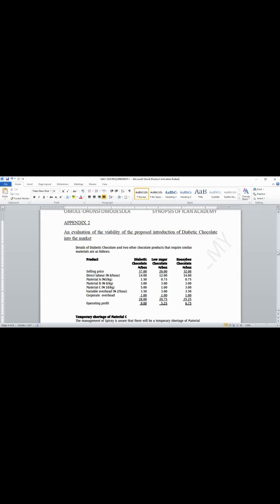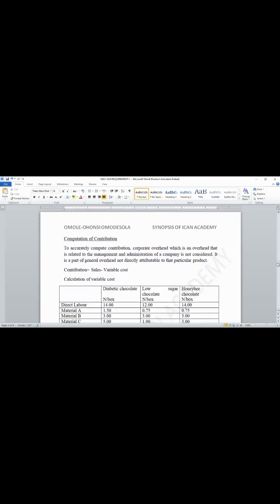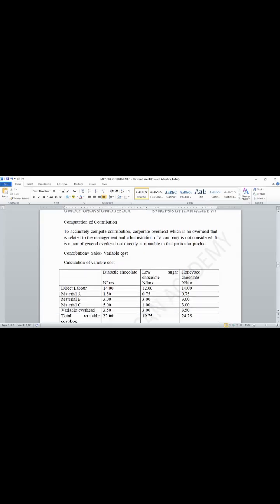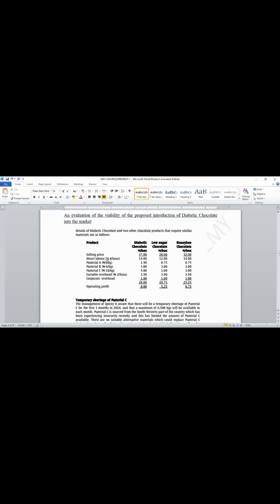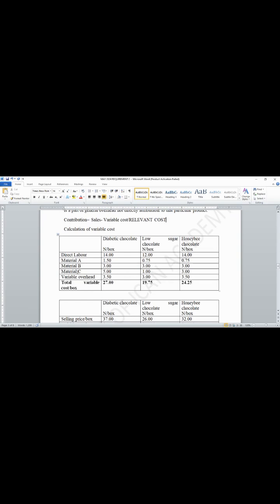So what I'm trying to say is that we should look at the sales and the variable cost. You're going to have to use contribution instead of profit, so you're going to adjust that profit to get contribution. Now, sales minus variable cost, which you can also call relevant cost. Now, what is our variable cost? Our variable cost is the direct labor, material A, material B, material C, and variable overhead. So we'll just bring it down here. Direct labor, material A, B, C, and variable overhead. So this is our total variable cost.